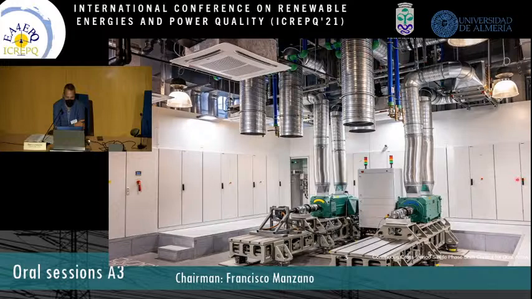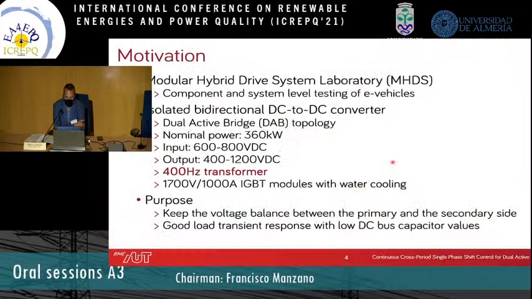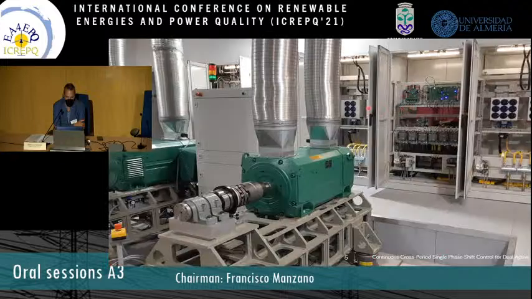And one of them is actually an isolated bidirectional DC to DC converter, which is built around the dual-active bridge topology. It has a 360 kilowatt nominal power, and its purpose is to keep the voltage balance between its output and input, and it must have a very good low transient response because we are a test laboratory, so there could be various things happening with the current levels. So where is this DC converter? The DC converter is actually here behind these motors.